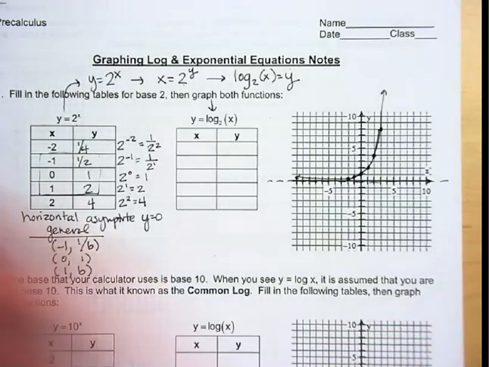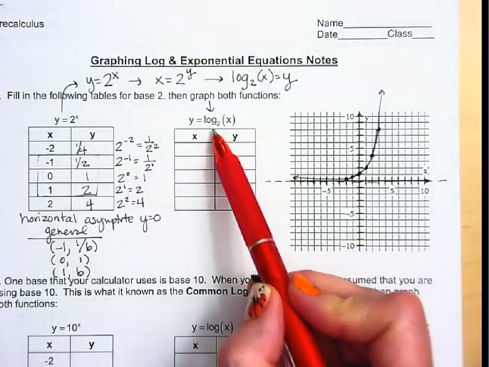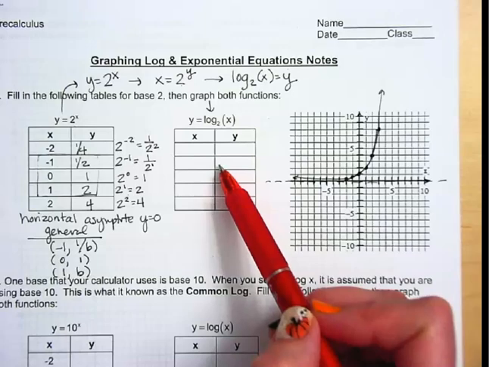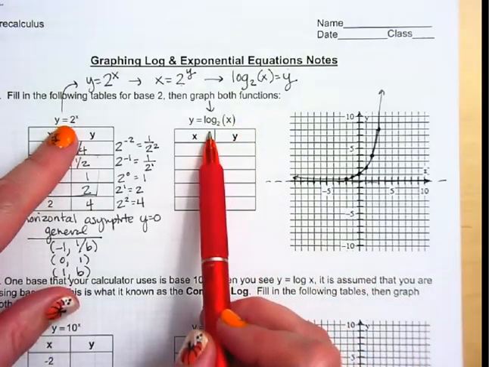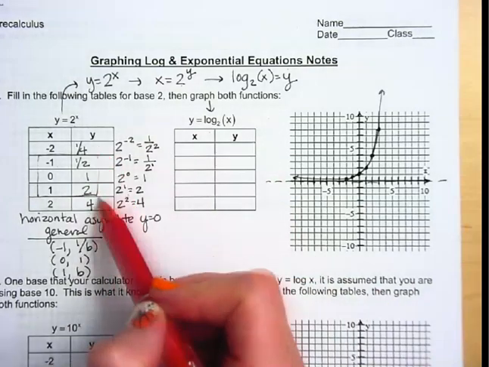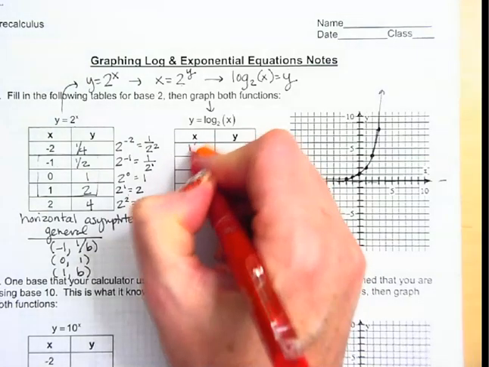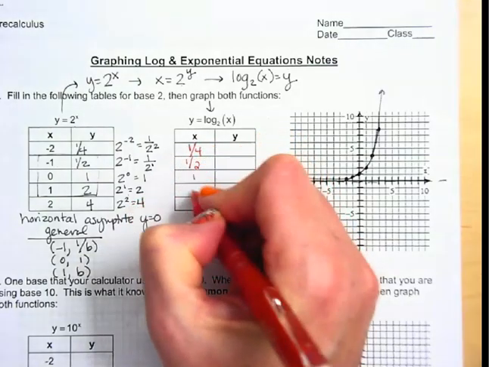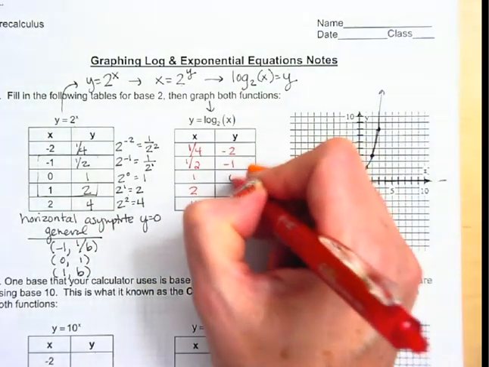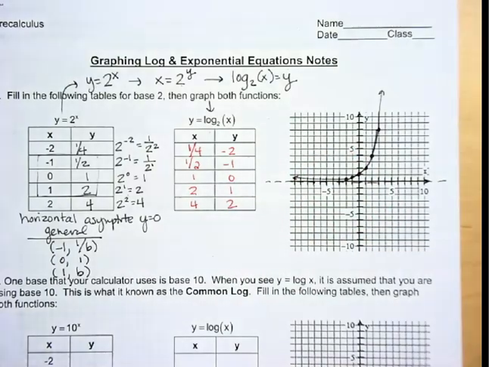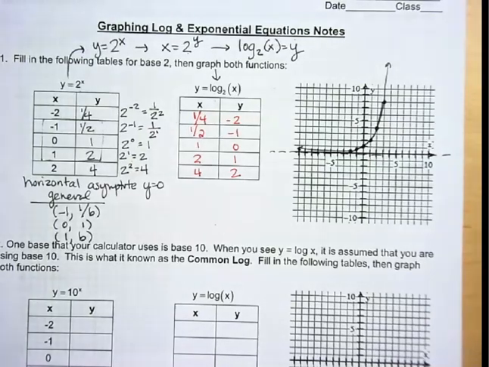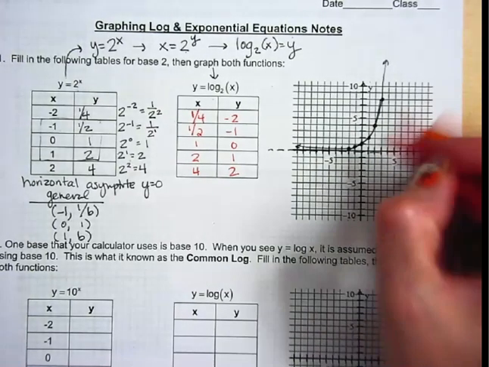Okay, now I'm going to use a different color to talk about the log graph. We don't need to do any math to make this table because we just talked about how these are inverse functions, and that means we're just going to switch their x's and y's. So I'm going to take all these y's and fill in the x column with them. And then I'm going to take all the x's and fill in the y column. And now I'm going to graph those. So now I'm graphing the logarithmic graph that has a base 2.